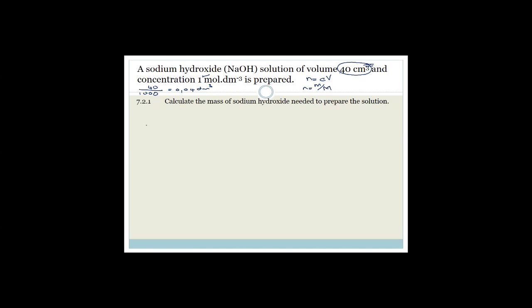So the number of moles is concentration, which in this case is 1, times the volume, 0.04, which gives us the number of moles of 0.04. Now we can use this in our formula of number of moles is mass over molar mass to get the mass. Now you need to use your periodic table in order to find the molar mass of the different things.